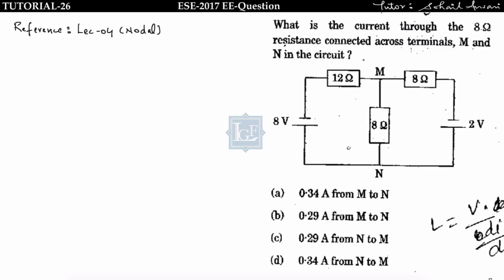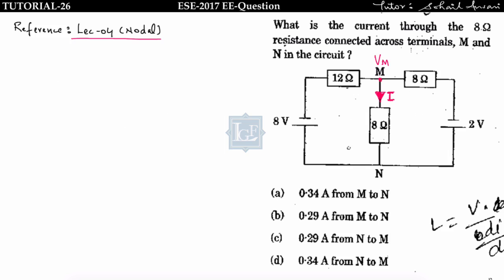Now see this question. What is the current through the 8 ohm resistor connected across terminals M and N in the circuit? We have to find the value of current through this 8 ohm resistor connected between M and N. Let us take current I flowing here, and at this node the voltage is Vm. You can easily solve this circuit by nodal analysis, which has been discussed in lecture number 4. If you know how to write the nodal equation, you can easily find the value of this current.